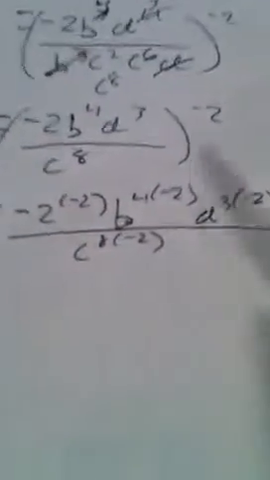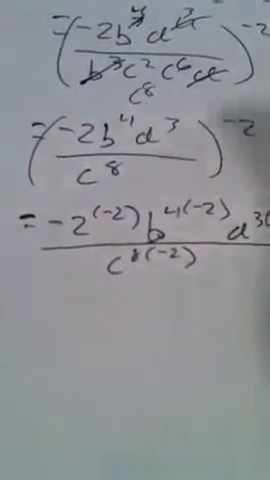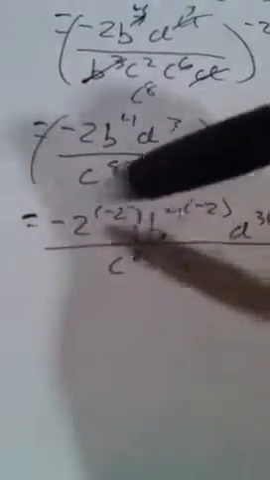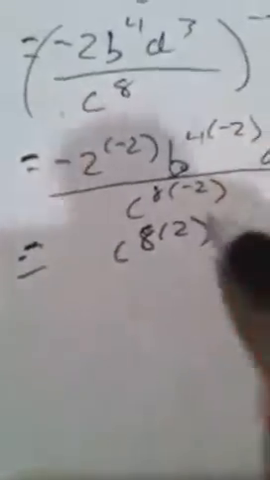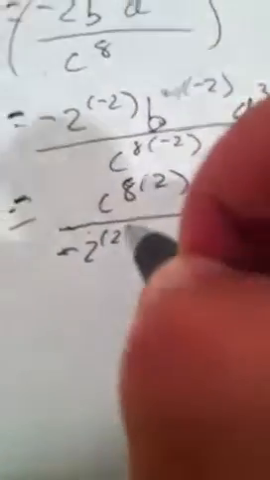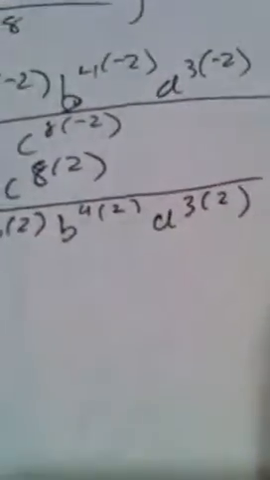And now what do we have again? We have negative exponents. So we're just basically going to move the entire numerator to the denominator, and this denominator moves up to the numerator. So what you're left with is c to the 8th to the 2nd power, all over negative 2 squared, b to the 4th squared, and d to the 3rd squared.